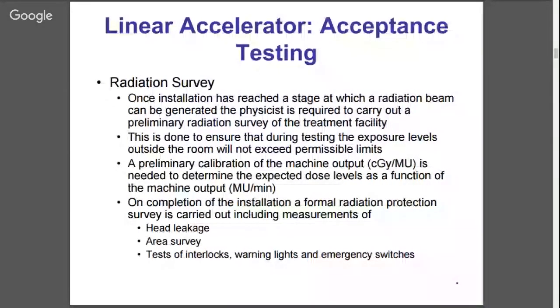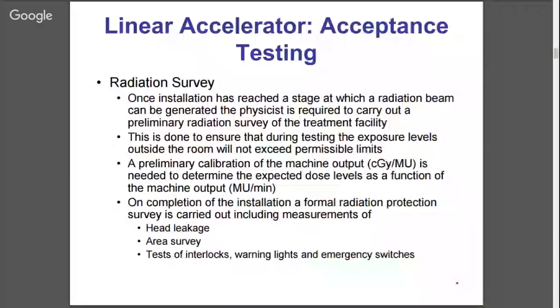So one important aspect of acceptance testing is the radiation survey. Once the installation has reached a stage at which a radiation beam can be generated, the point at which we can switch the machine on and get a radiation beam, we need to carry out a preliminary radiation survey of the treatment facility before we progress. This is done to ensure that during the acceptance testing processes, exposure levels outside the room are not going to exceed permissible limits.